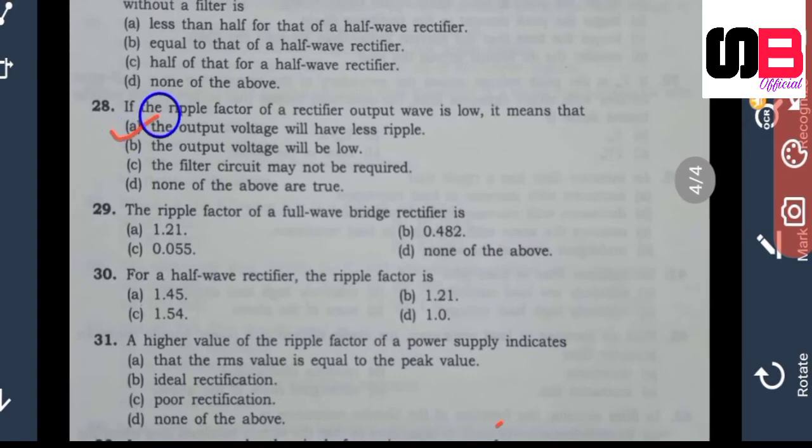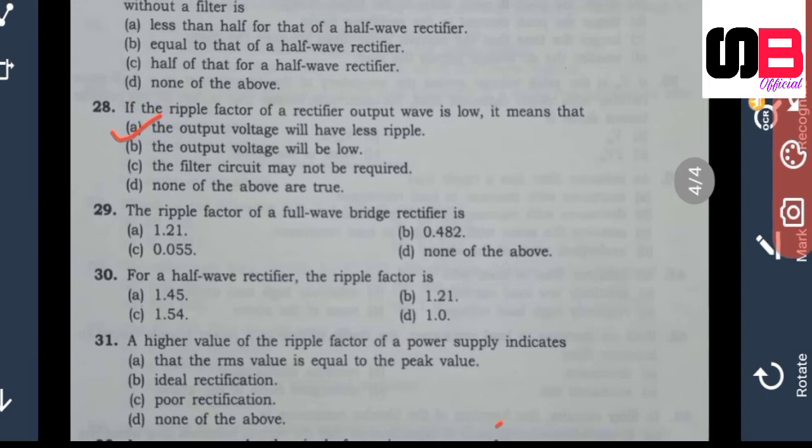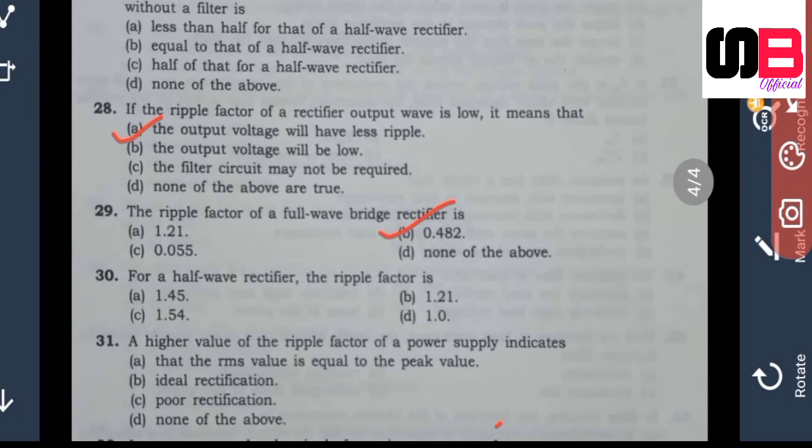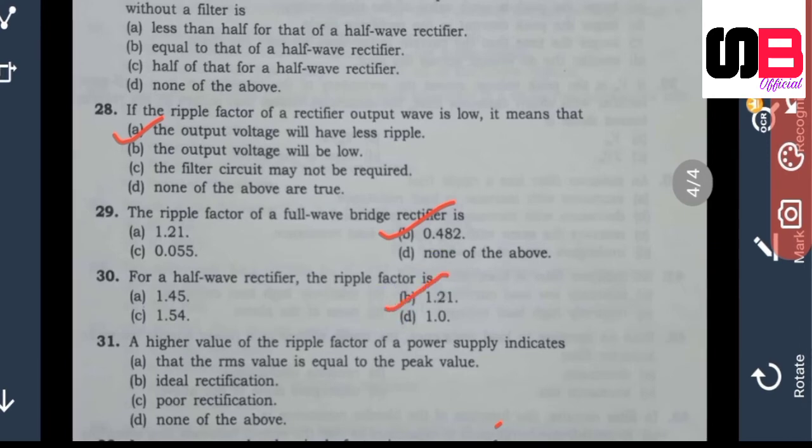Next one, 29. The ripple factor of a full wave bridge rectifier, I just told, the ripple factor of a full wave bridge rectifier is 0.48. So the answer is option B. For a half wave rectifier, the ripple factor is 1.21.